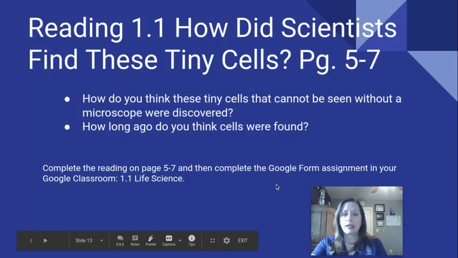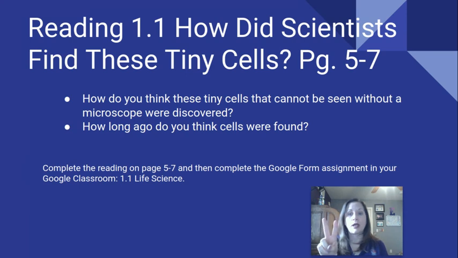So your assignment, you have two things to do, okay? And you need to do these two things in order to get credit for being in school today for your science class. So you're going to do reading 1.1. How do scientists find these tiny cells? It's on pages 5 through 7 in your workbook. And as you start to read, think about this. How do you think these tiny cells that cannot be seen without a microscope were discovered? How did we ever even figure this all out, right? And how long ago do you think cells were found? It was a pretty long time ago, right? So we're going to find out the answers to those questions.